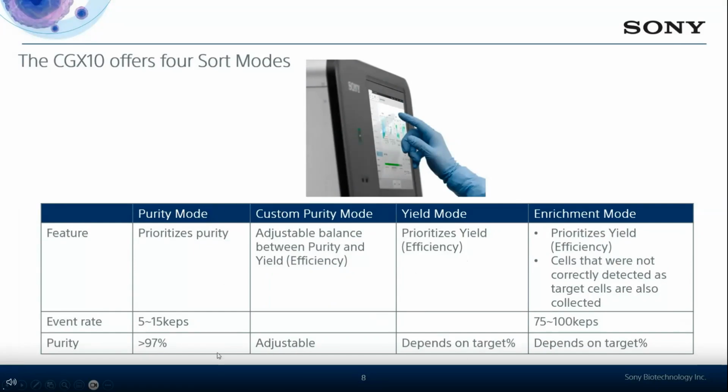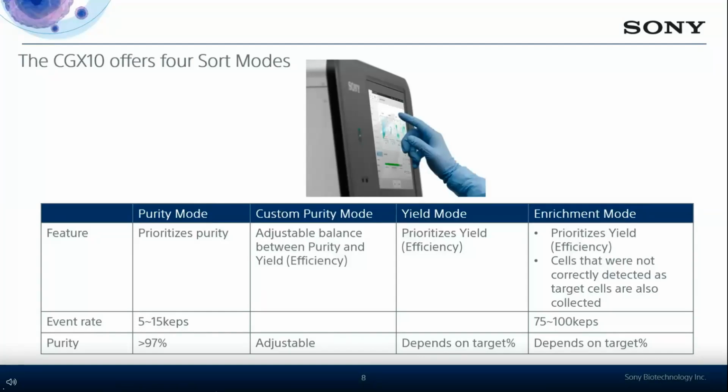Purity mode prioritizes purity of sample, runs typically at between 5 to 15,000 events per second, and guarantees a purity of 97% or higher. In custom purity, we use a balance between purity and efficiency for different applications. So we can go closer to this 97% purity, or if a lower purity number is required, such as 80%, we can run the system at a higher speed.